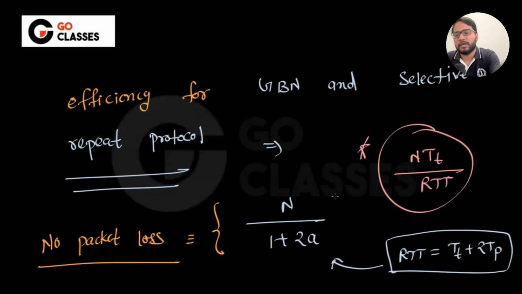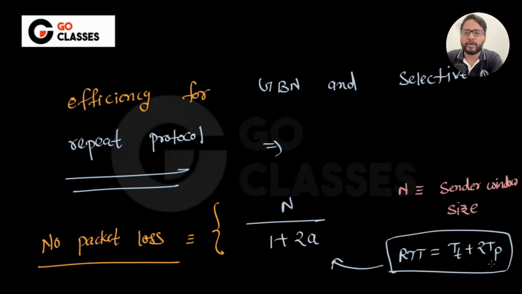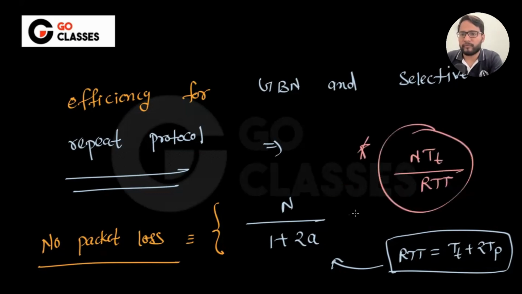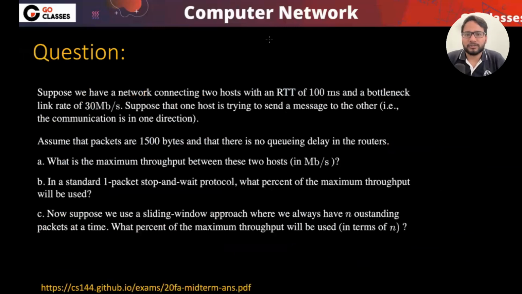But actually, most of the time in the questions, they will directly give you TT and TP. So it is convenient to use this formula, n upon 1 plus 2a. Let's just see the questions and you will be more familiar. But yes, this is the final formula in the sense that even if they alter the definition of RTT, this is fine for you. Now let's see this question, what they're saying, and then you will be getting a little more confidence about the efficiency and throughputs.